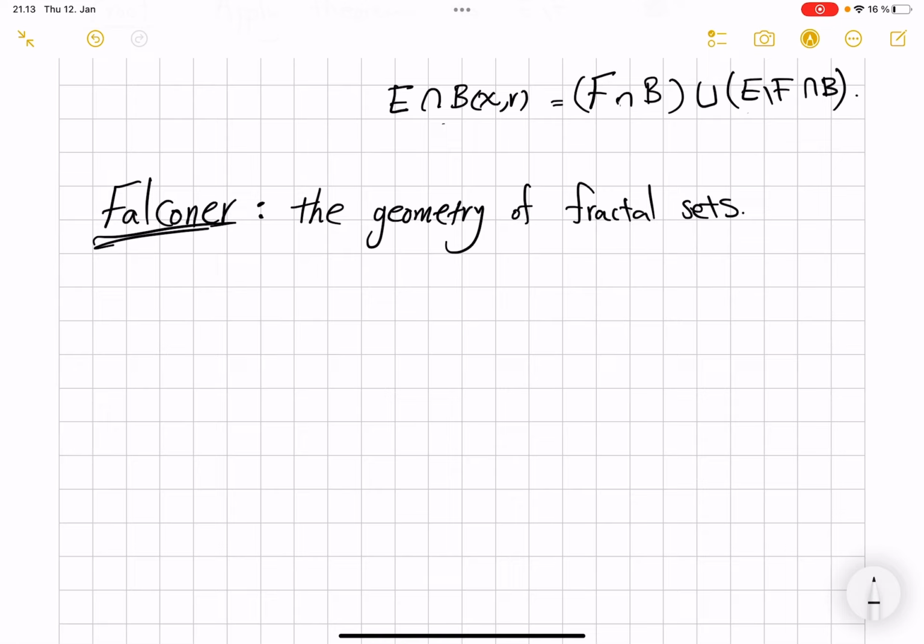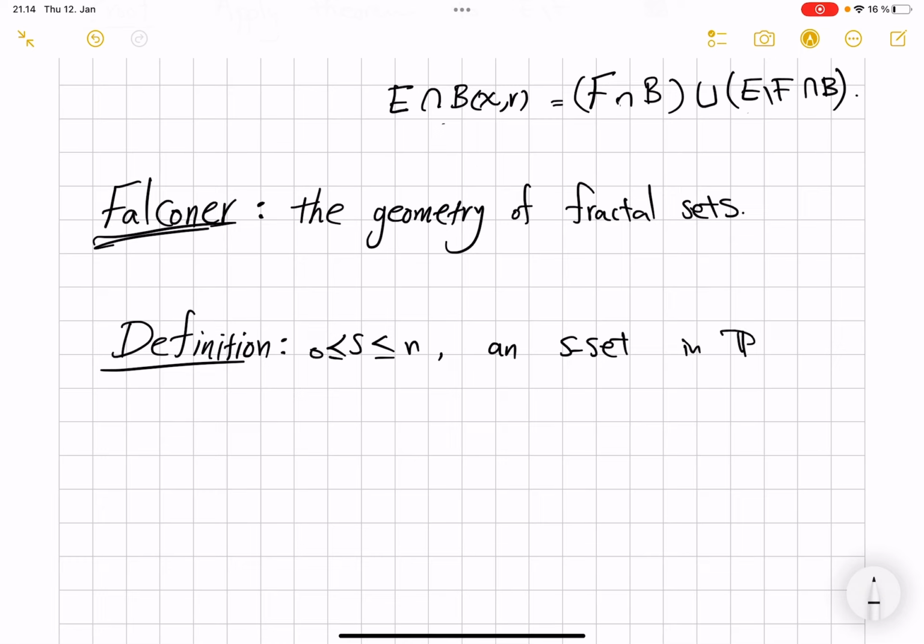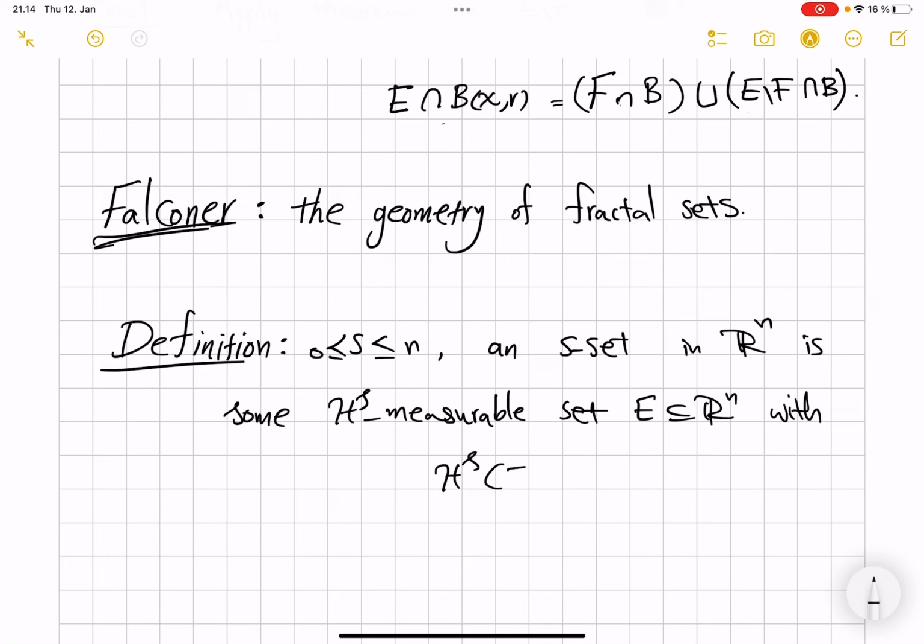But what I am borrowing from Falconer's book is that he defines S sets. So S again is some real number, and an S set in Rn is some HS measurable set E of Rn with HS of E being finite and strictly positive.